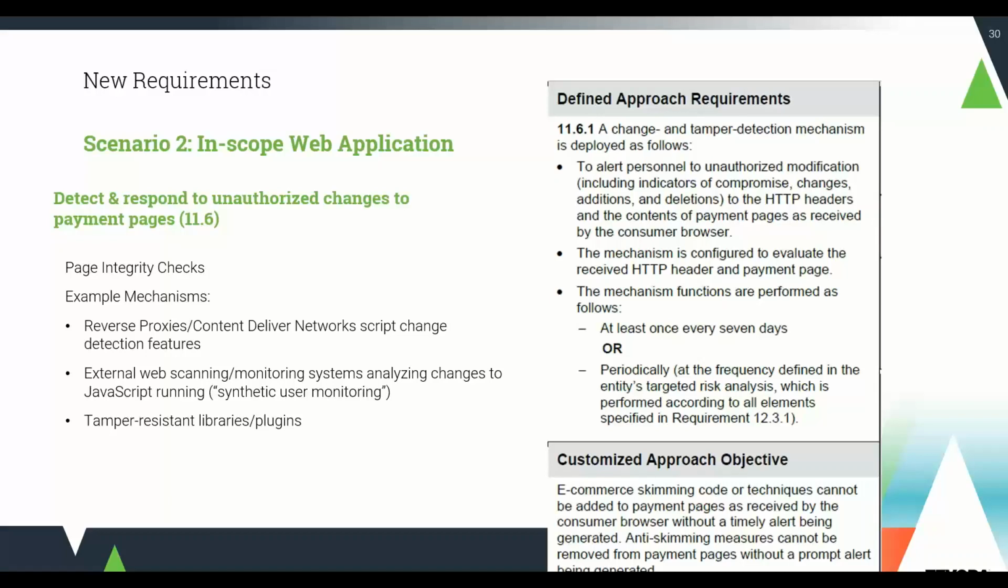The last example that we've been hearing about are tamper-resistant libraries and plugins. At the moment, these are less common than the first two, but the strength of having a tamper-resistant or tamper-detection library plugin, potentially a JavaScript library, for example, running within the end user browser alongside the payment page scripts, is that the visibility is within the context in which and where the exploit is actually happening.